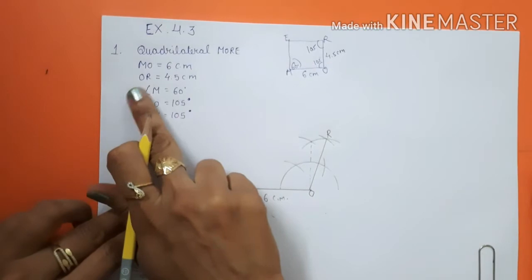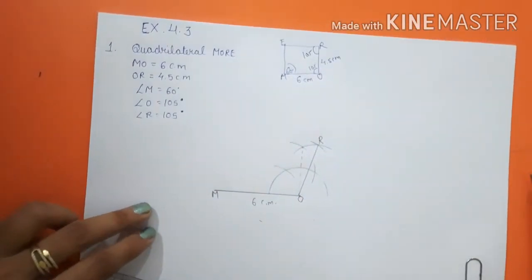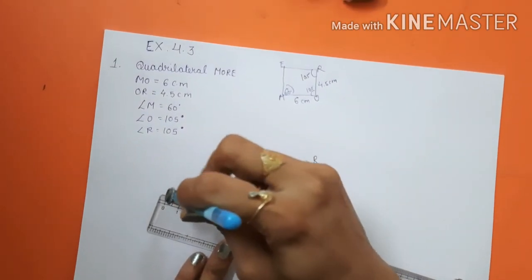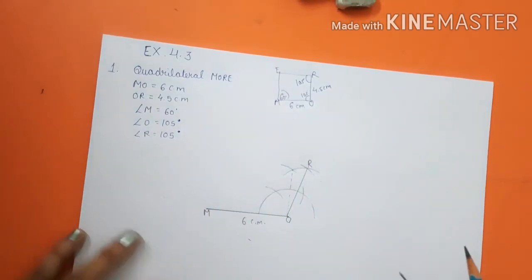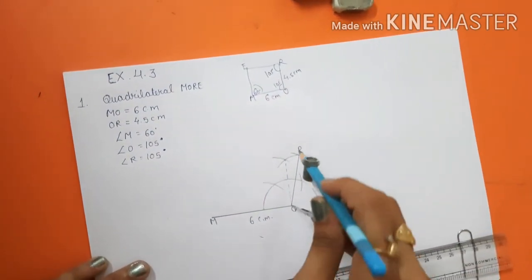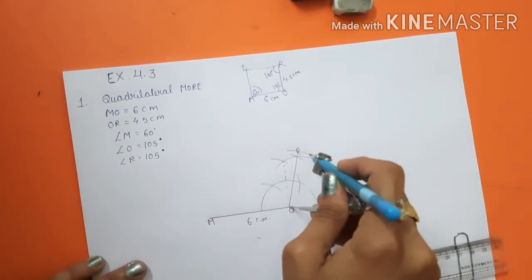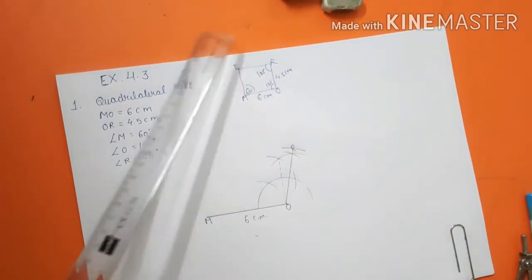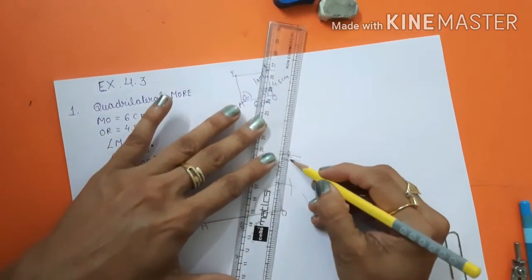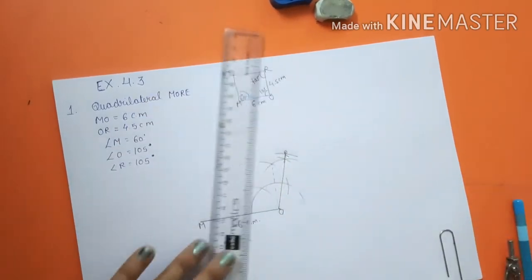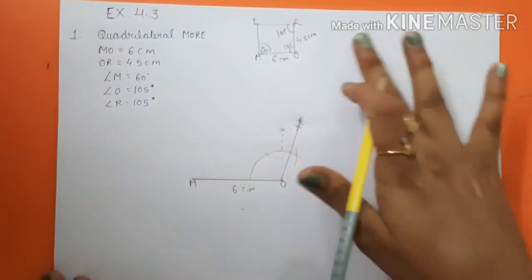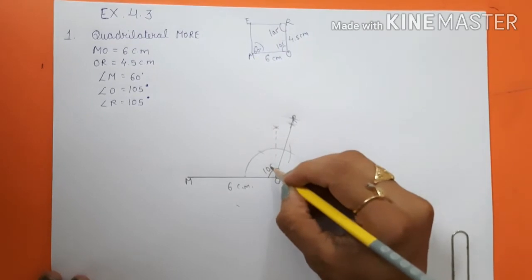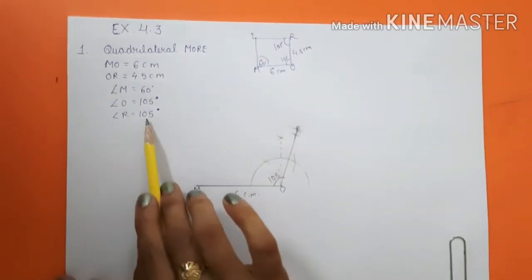Now, what we have to take? OR, we have to take 4.5 centimeter. So, we'll measure 4.5 here. And with O as a center, we'll cut an arc here. That means this is the exact point R. So, we'll increase this line till R. Okay. This angle is 105 degree. Same. Now angle R is 105 degree.